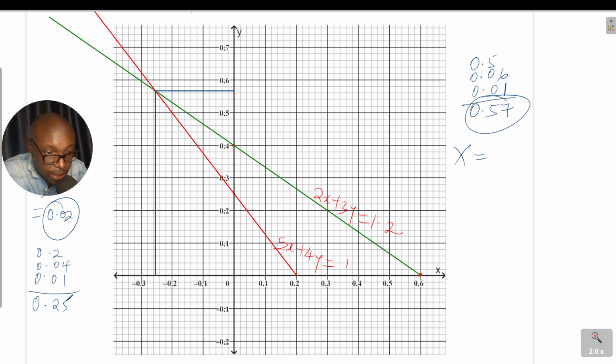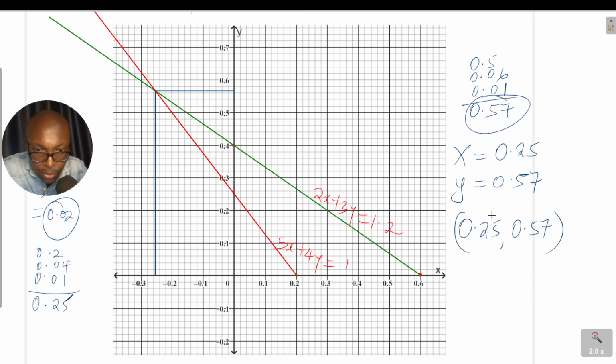So now we have the x coordinate of the point of intersection, which is 0.25, and the y coordinate is 0.57. Therefore we have solved the equations. The coordinates of this point of intersection are (0.25, 0.57). The x value is given there, the y value is given there. So that is how you're supposed to solve that.